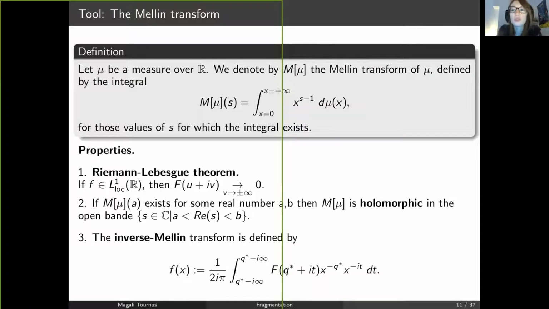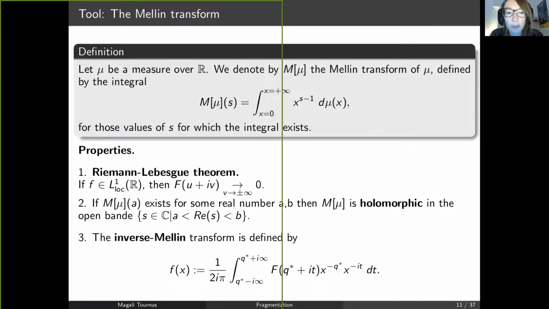For that, I need to introduce the tool we used. This is the Mellin transform. The Mellin transform of some measure mu at S is the moment of mu of order S minus 1. I write it very heuristically here. I do not put spaces and everything. The Mellin transform looks like a Fourier transform, except it's not exactly the Fourier transform, but we have similar properties.